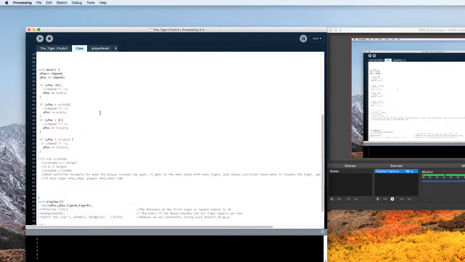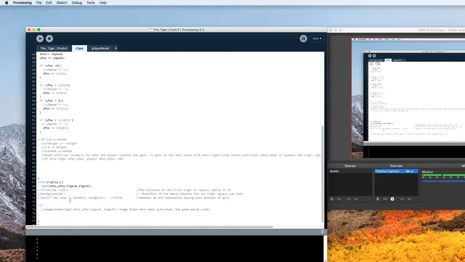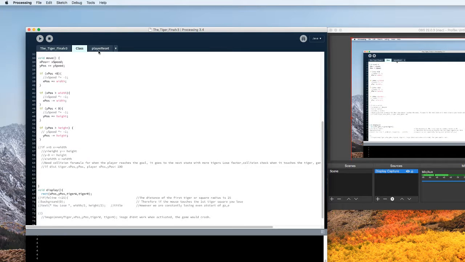And this is my class for my tiger and its move. This is where I had the collision, and this is where I tried the lose factor, and it did not work. And we tried to reset, but reset wasn't really cooperating. But yeah, that's pretty much my game.